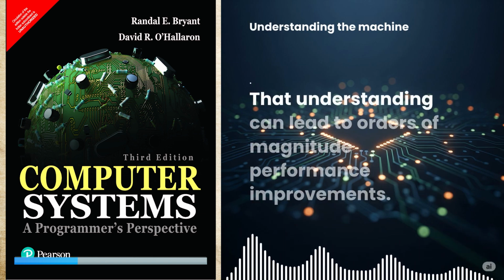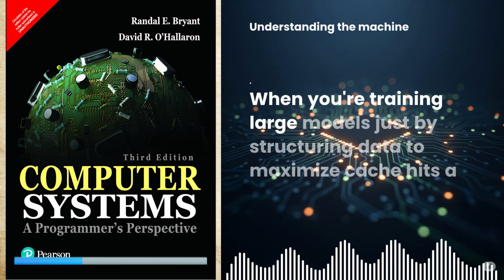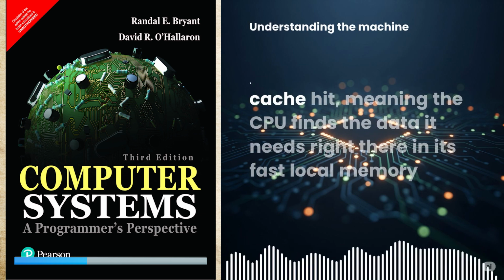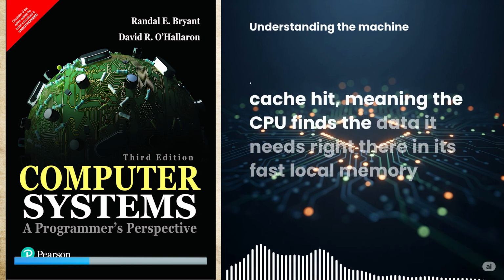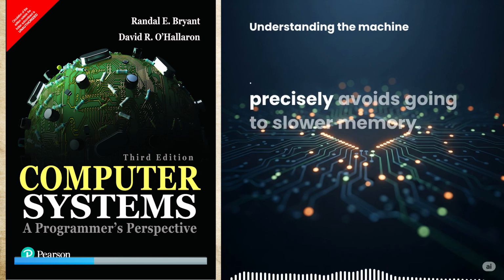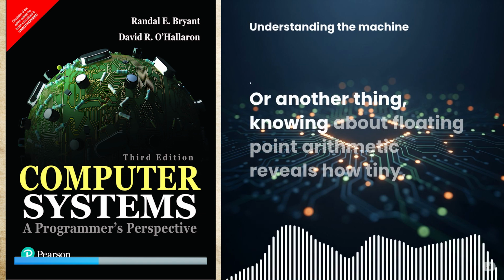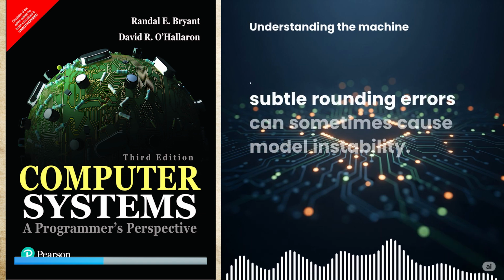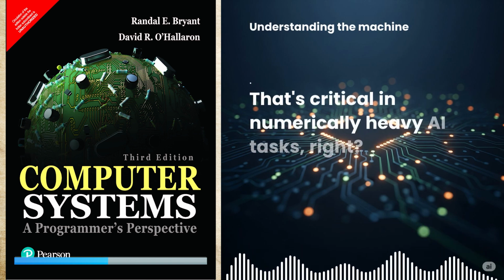Exactly. That understanding can lead to orders of magnitude performance improvements when you're training large models just by structuring data to maximize cache hits. A cache hit, meaning the CPU finds the data it needs right there in its fast local memory. Precisely. Avoids going to slower memory. Or, another thing, knowing about floating point arithmetic reveals how tiny, subtle rounding errors can sometimes cause model instability. That's critical in numerically heavy AI tasks.